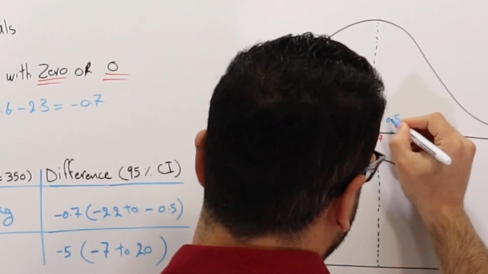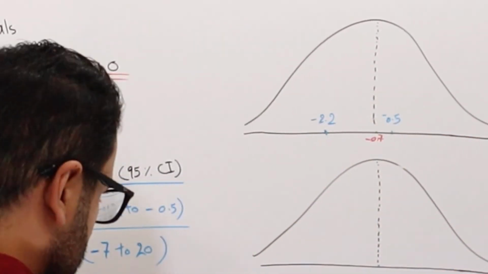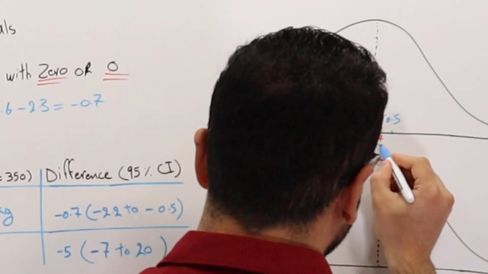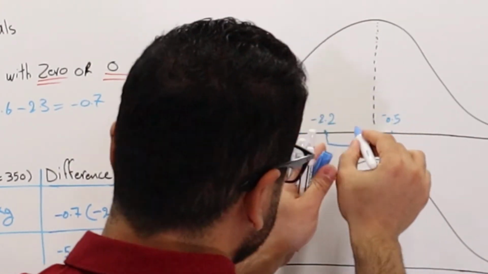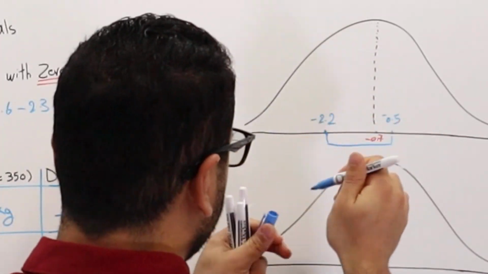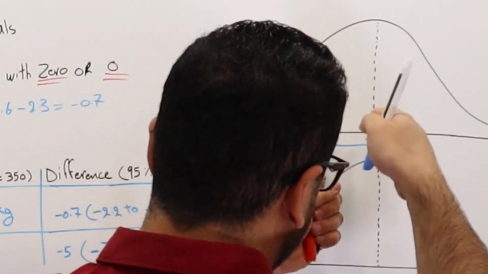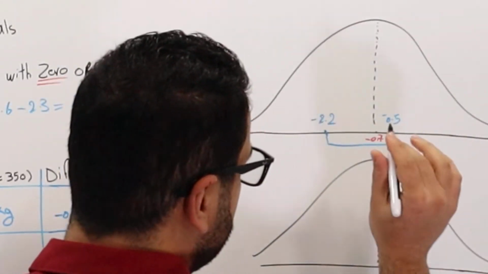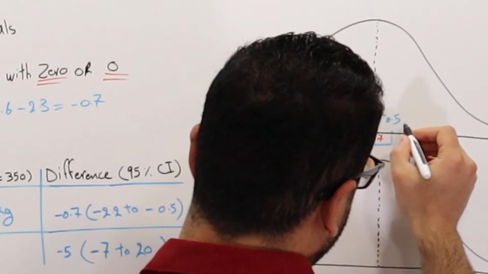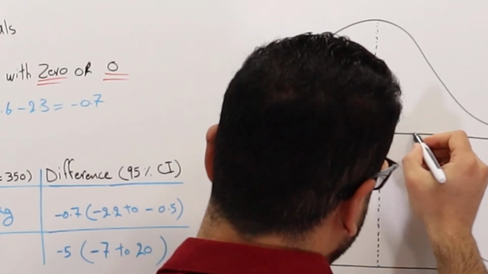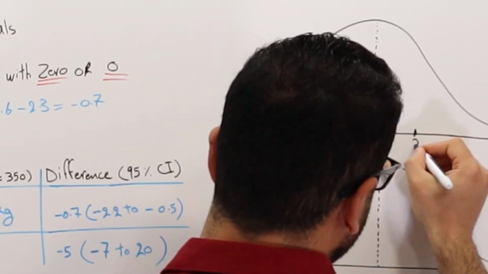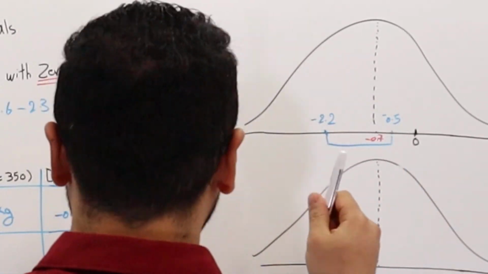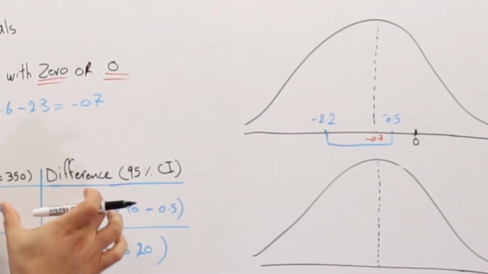This means that 0 is not really included in this. Because we went from here to here, 0 does not come between this range. 0 is not included. So if I were to place 0, it's going to be somewhere down. If this is negative 0.5, it's going to go all the way to 0. So it's going to be somewhere down here. This is where 0 is. And 0 is not included. This means that this is a statistical significance.